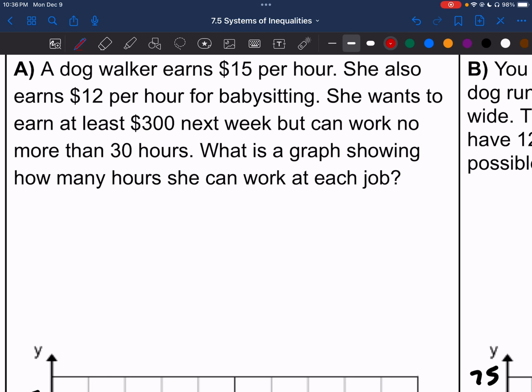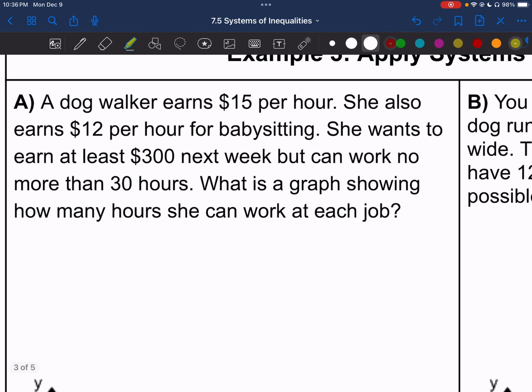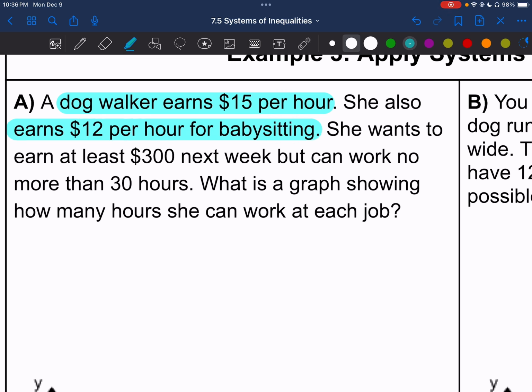So let's look for and highlight some important information. So first of all, I notice that I'm given a rate here. Dog walker makes $15 per hour. She's earning $12 per hour for babysitting, and she wants to earn at least $300 next week. So those things definitely look like something that I can stitch together, right? Standard form of an equation. We have two different rates relating the same variable is equal to that same value, right? It's equal to that same unit. So we have dollars and dollars and dollars.